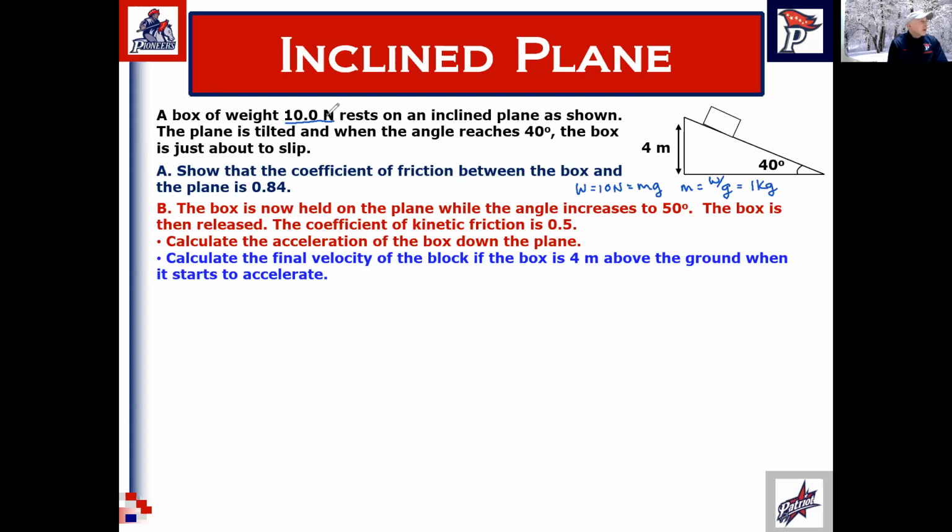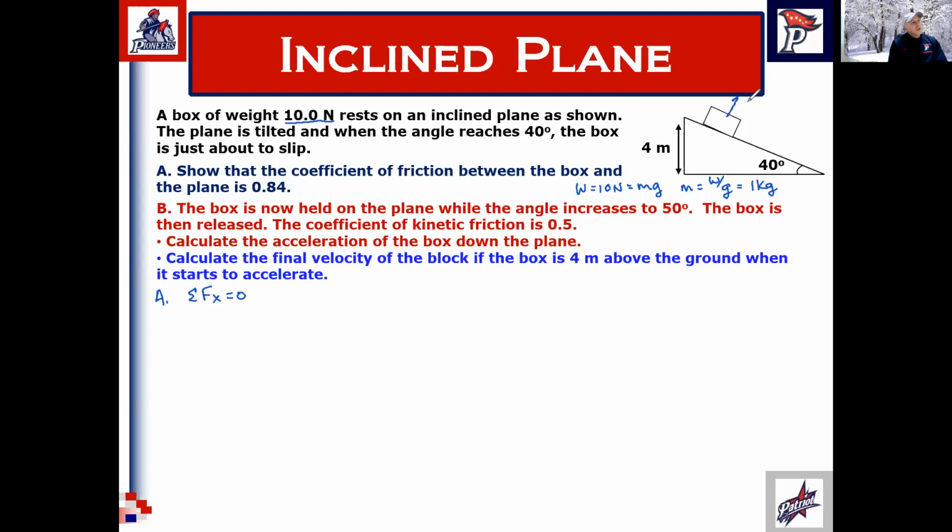So a box of weight 10 newtons rests on an inclined plane. The plane is tilted, and when the angle reaches 40 degrees, the box is just about to slip. Show that the coefficient between the box and the plane is 0.84. So that means it's not moving yet. And so what would I do for this? Well, I would say sum of the forces in the x equals 0.